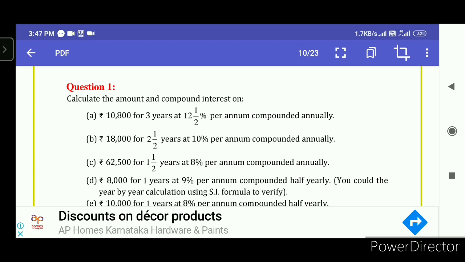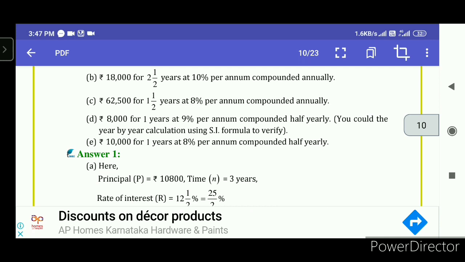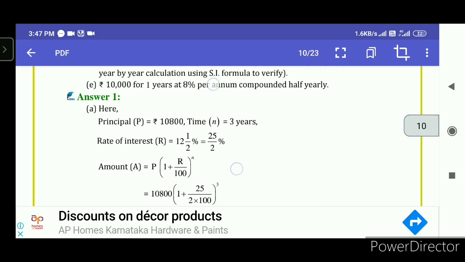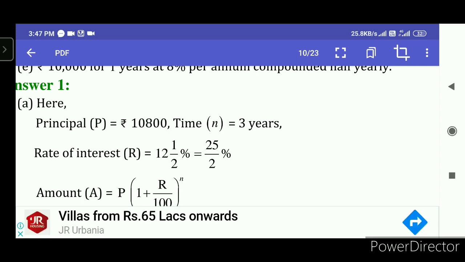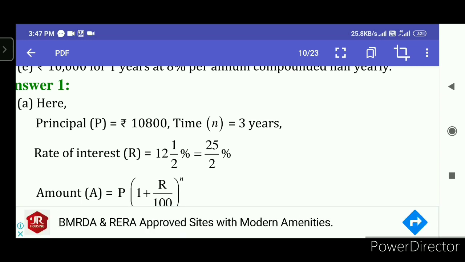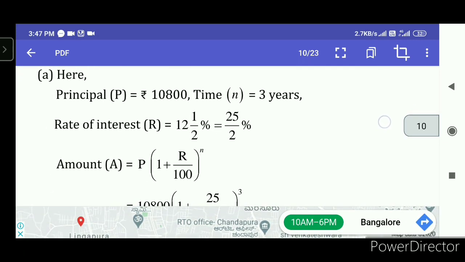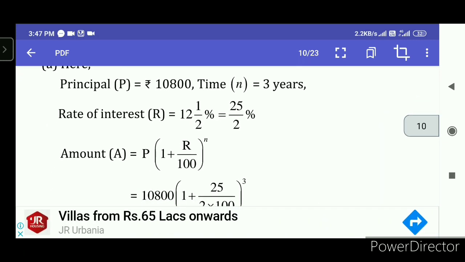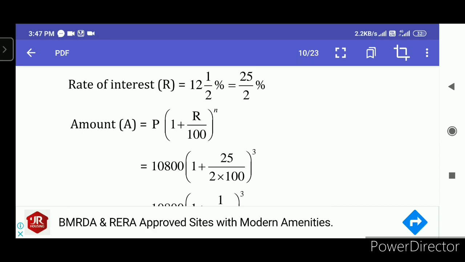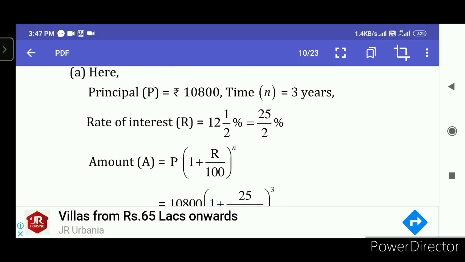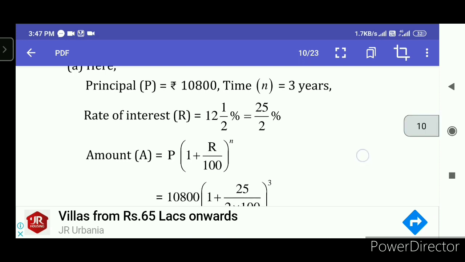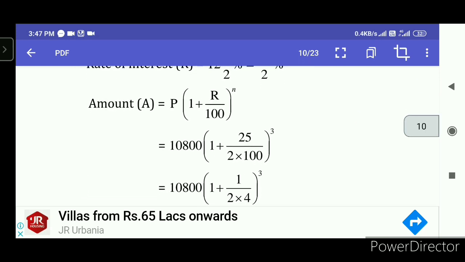Okay, first we should find the amount, then find the compound interest. First you write the data. Principal P is 10,800 rupees, time n is 3 years, rate of interest R is 12 1 by 2%, convert into improper fraction, 25 by 2%. Write the amount formula. It is compounded annually, so we should write this amount formula: P into 1 plus R by 100 whole to the power n. Now substitute all the values.